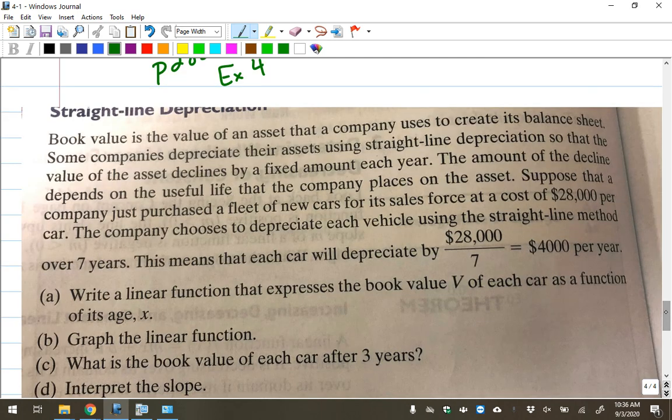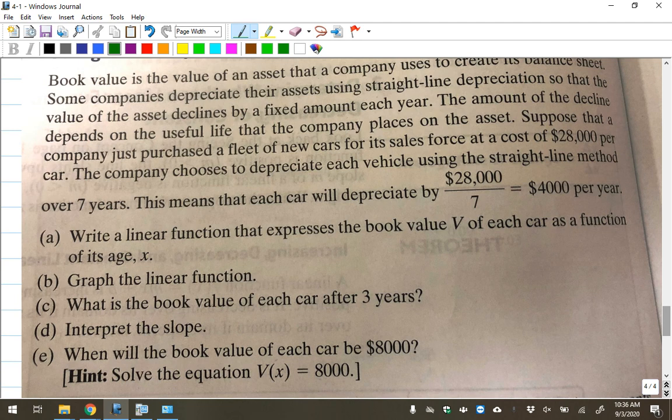Okay. You may not be able to read it on the screen, so if you want to turn to that, you can. If you can see it on the screen, fine. That's where I'm going to go. Okay, so this problem, we read through it. It says book value is the value of an asset that a company uses to create its balance sheet.